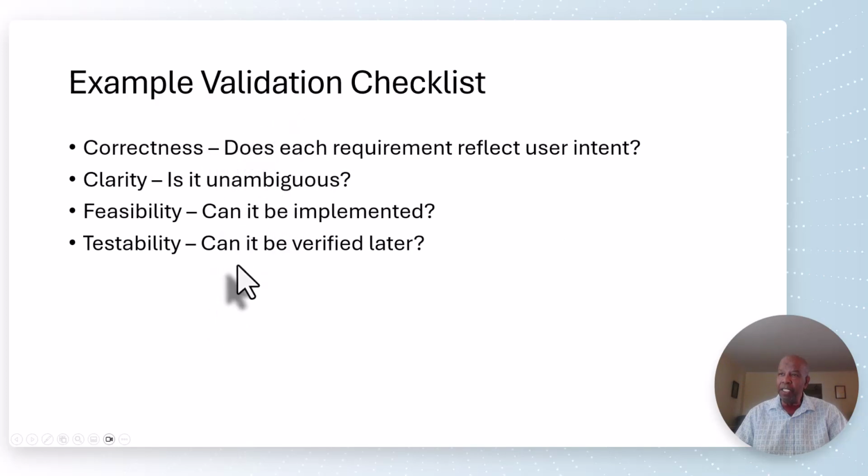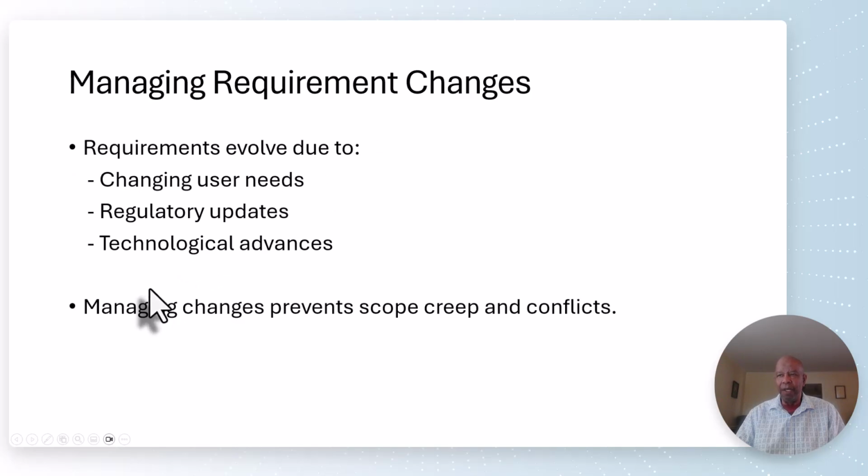Example of validation checklists: correctness. Does the requirement reflect the user intent? Clarity, make sure there are no ambiguous requirements in the document. Feasibility, can I implement it? I have a requirement. I need to make sure that I can actually do it, that it is feasible. And testability. Yeah, it's feasible, but there's no way I can test it. Okay. So feasibility and testability are things that you want to make sure of when you look at your requirements, okay, you're able to do.